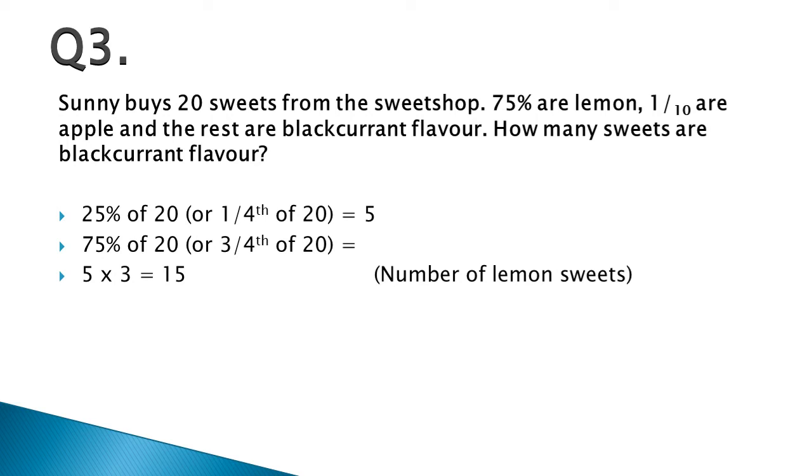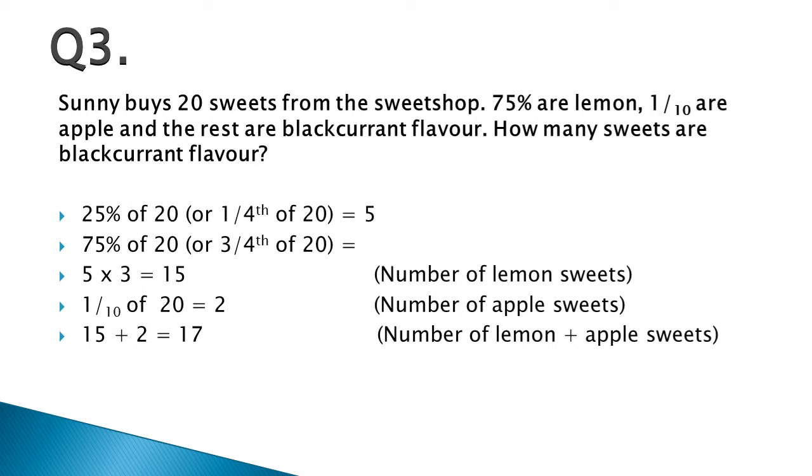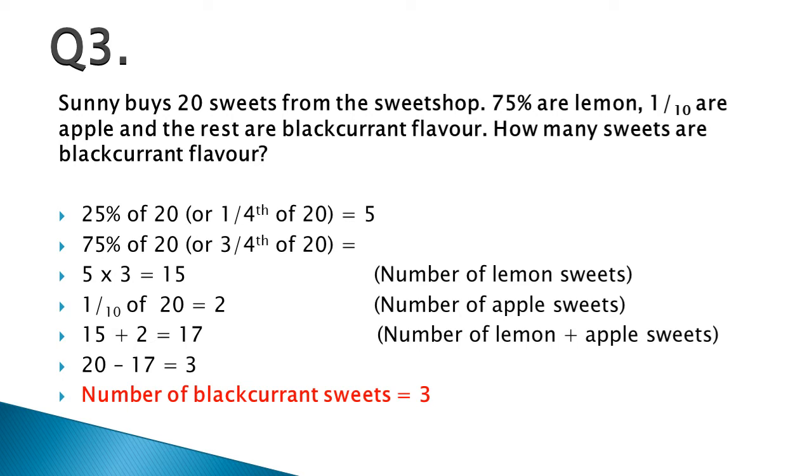Okay, the next part says 1/10 are apple. So 1/10 of 20 simply means 20 divided by 10, which gives us 2. So the number of apple sweets is equal to 2. And the rest are blackcurrant flavor. So you know 15 out of 20 are lemon sweets, 2 are apple. Adding them together, we get 17. 15 plus 2 equals 17. The total number of sweets is equal to 20. Two of the flavors are 17. So 20 take away 17 gives you 3. So that means the rest are blackcurrant flavor. So the number of blackcurrant sweets is equal to 3.